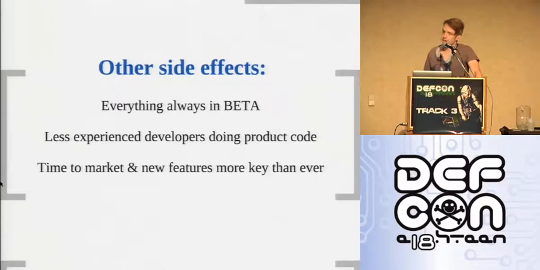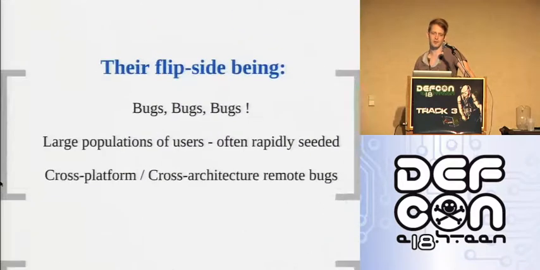So, other side effects of the new development model: obviously everything's always in beta. Less experienced developers are developing code that is actually used in products, and time to market and new features are key. So there'll be a lot of new code out there that hasn't necessarily been tested as thoroughly as you'd like, and the flip side of all those points is that there are going to be tons of bugs, and that's what we like.